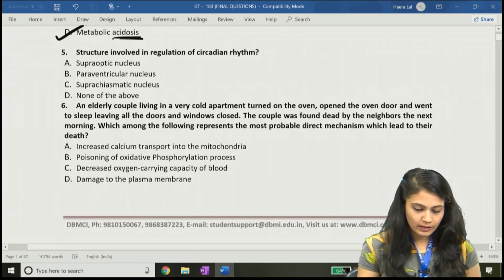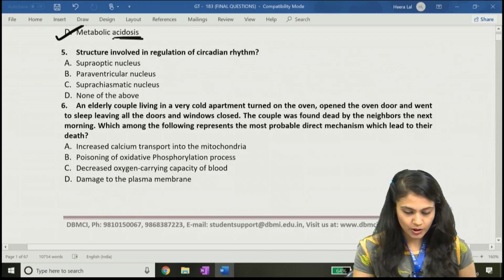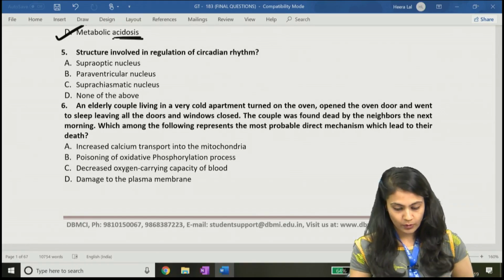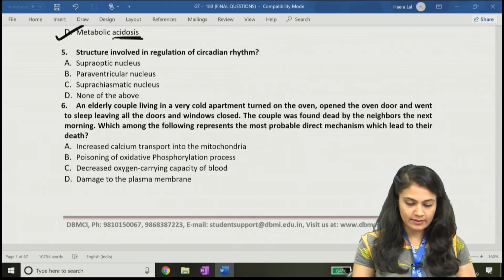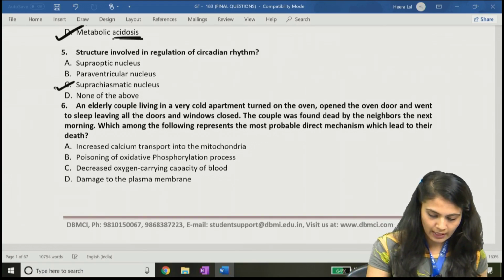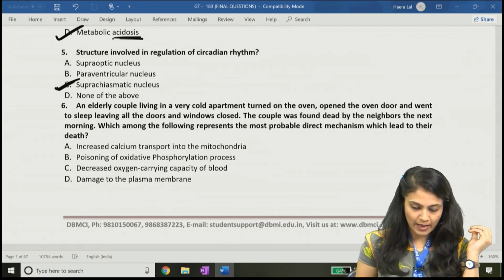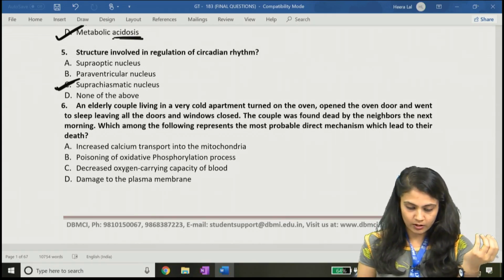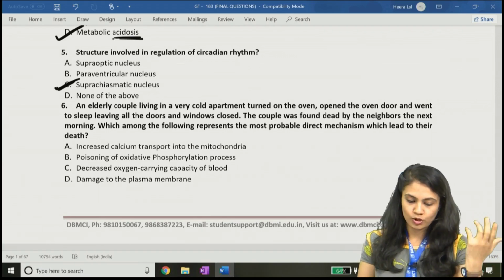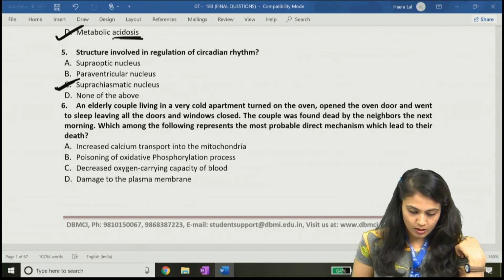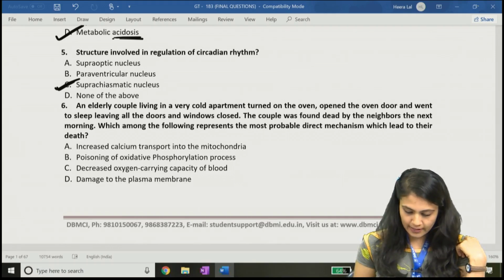Fine. Moving to the next question, question number 5: structure involved in regulation of circadian rhythm. We know that circadian rhythm is regulated through the suprachiasmatic nucleus. There are different nuclei. Paraventricular is for the serotonin, and supraoptic is for ADH. So suprachiasmatic is for circadian rhythm.